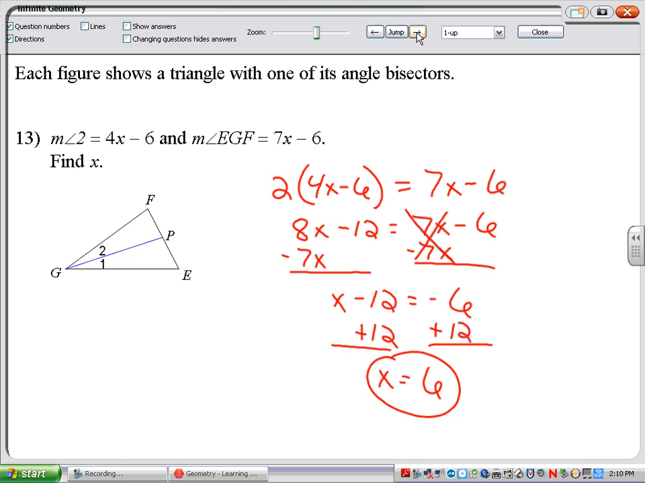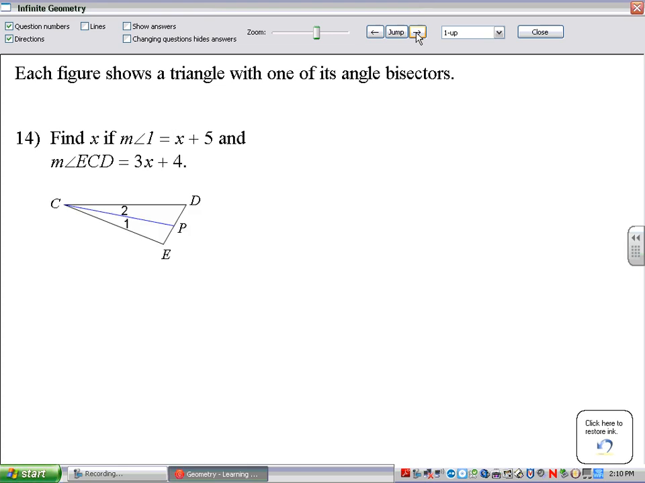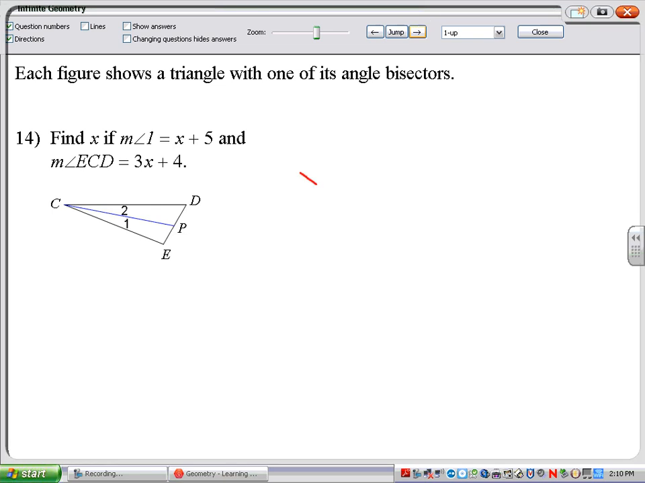Let's keep moving. Number 14. Find x if the measure of angle 1 is x plus 5. That's a small angle. And from E to C to D, that's the big angle. So I have to do this. X plus 5 is a small angle, so I have to double it. And it would equal 3x plus 4. That's how I set it up.